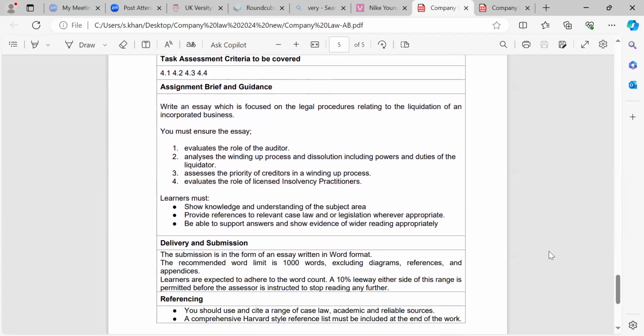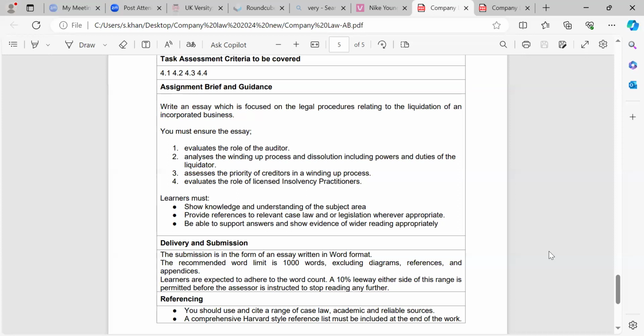So here is the assignment brief and guidance. You are to write an essay which is focused on the legal procedures relating to the liquidation of an incorporated business. So that is the task 4 part of it. You must ensure the essay, number 1, evaluates the role of the auditor. Number 2, analyzes the winding up process and dissolution, including powers and duties of liquidators. Number 3, assesses the priority of creditors in a winding up process. Number 4, evaluates the role of licensed insolvency practitioners.